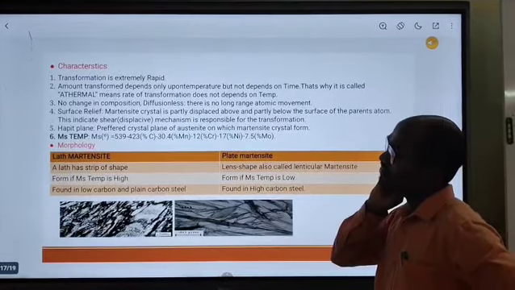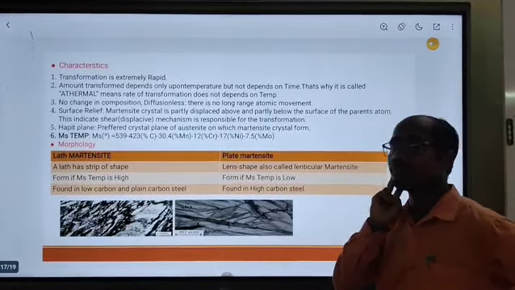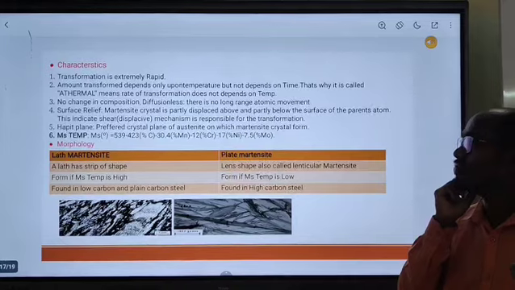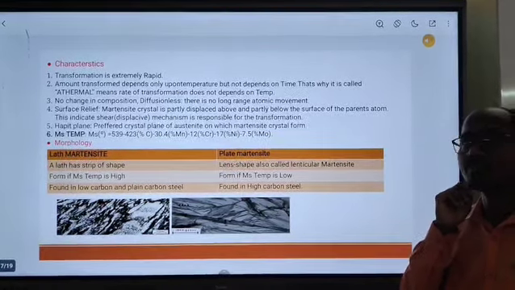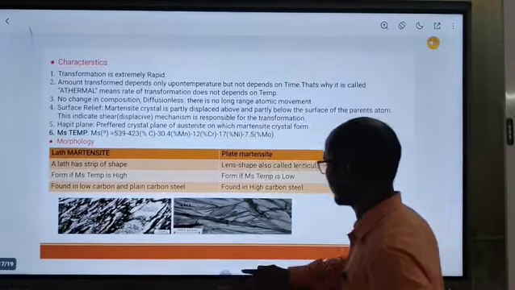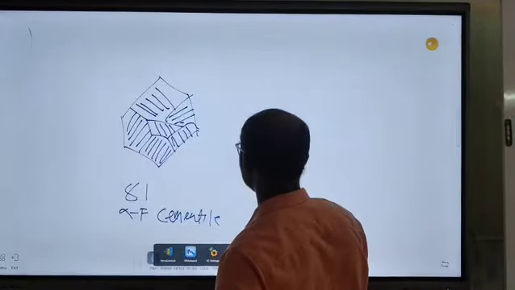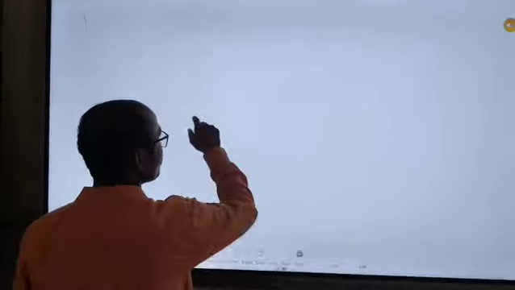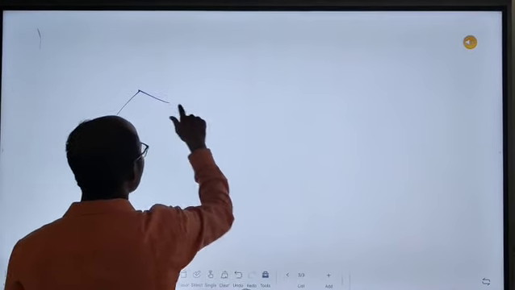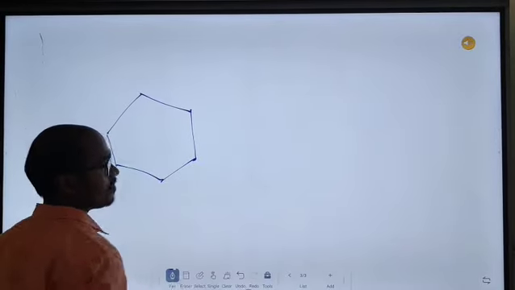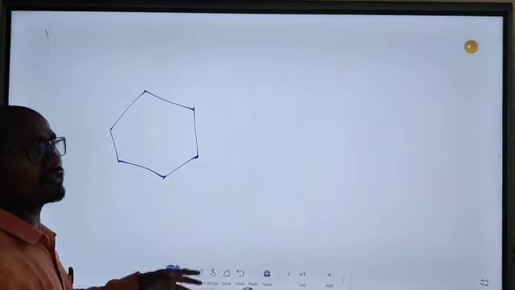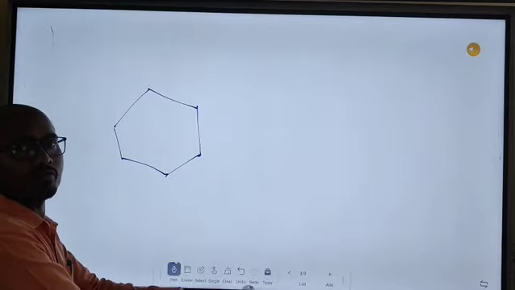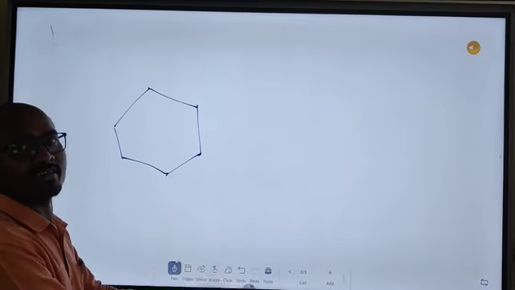If you see the morphology of the Martensite, there are two types of Martensite. One is lath Martensite, another is plate Martensite. So what is lath? Let's go to the whiteboard. When a bunch of branches is kept in one place, how it looks, we call that a lath.